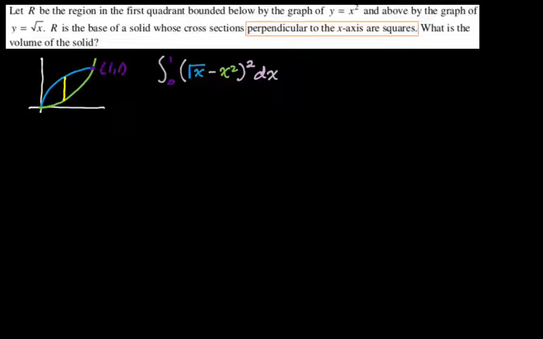S is top take away bottom, root x minus x squared, s squared dx. I said that like a million times, but that's it. All right, and that's it, right? And this is probably a calculator question, but not necessarily. Sometimes they make you do a problem like that, and it's super annoying. All right, let's take a look at the next one.